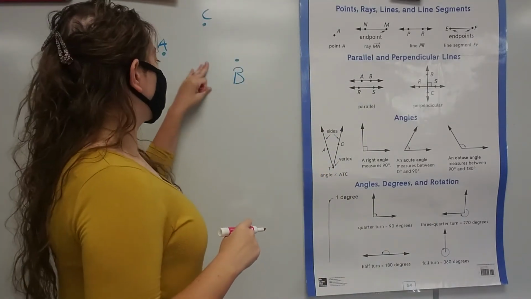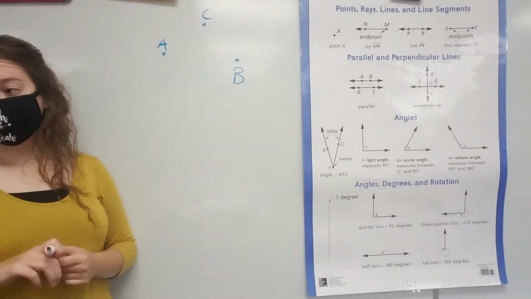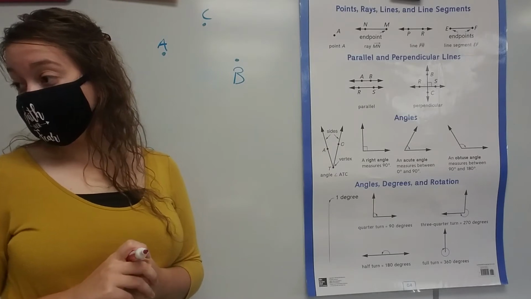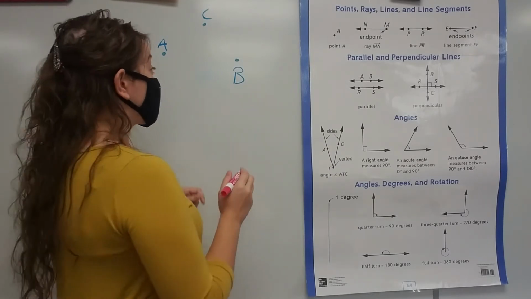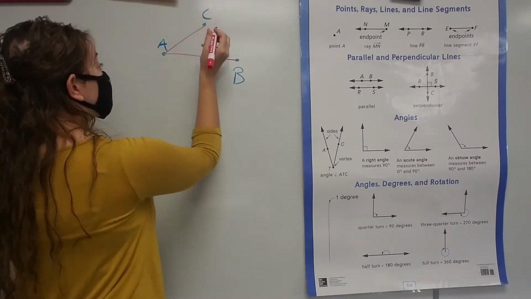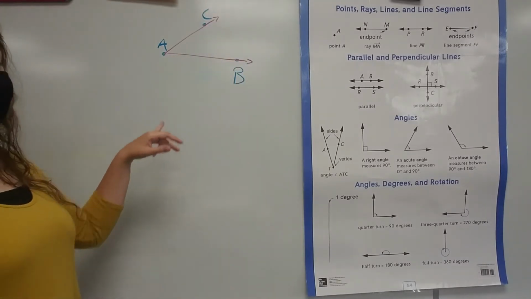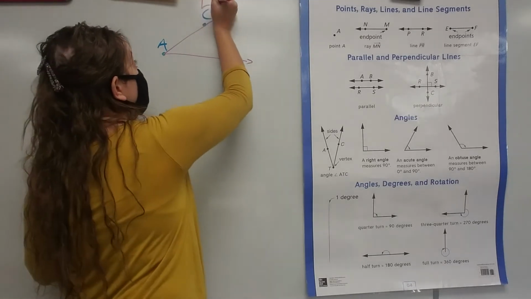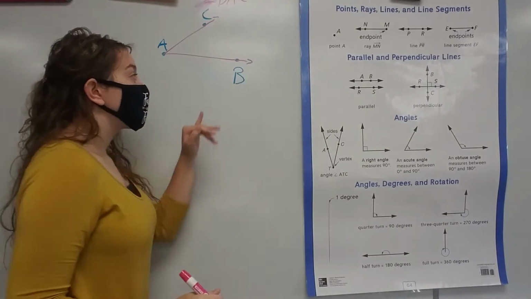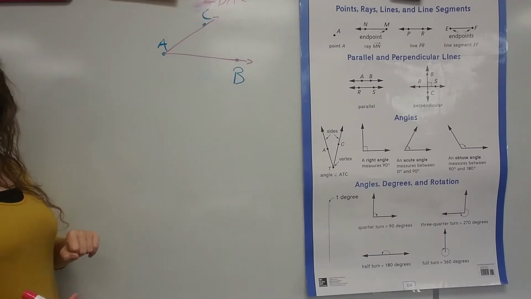So which is my vertex? Which one is where my two sides meet? A. How did you know that? A is in the middle. So that tells me that is my vertex. So angle BAC. You guys see that? This looks like an L. Angle BAC, this is what they told us. BAC tells me A is my vertex because it's in the middle.